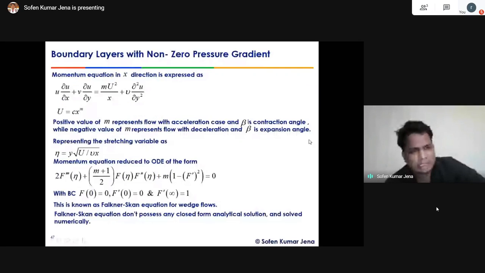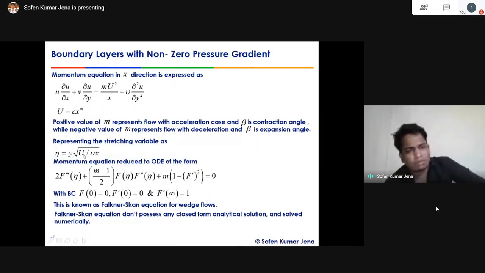Just like we did our similarity solution or momentum integral solution, what have we seen? We have seen the similarity variable, which is a function of the free stream velocity to the flow velocity. Then there is a representation in terms of the square root. So representing the stretching variable, the similarity variable, eta is equal to y into the square root of free stream velocity u divided by nu into x. We will represent our stretching variable like this, just like we did earlier.